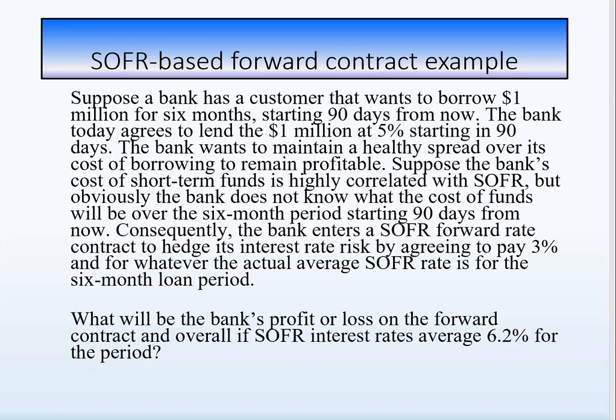Consequently, the bank enters into a SOFR forward rate contract to hedge its interest rate risk by agreeing to pay 3% for whatever the actual SOFR rate turns out to be for the 6-month loan period. So in other words, the bank is going to be paying 3% and it's going to be receiving the average overnight secured funding rate over that 6-month period. Now the question becomes, what will be the bank's profit or loss on the forward contract and overall, meaning the loan and the forward contract, if SOFR interest rates average 6.2% for the 6-month period.